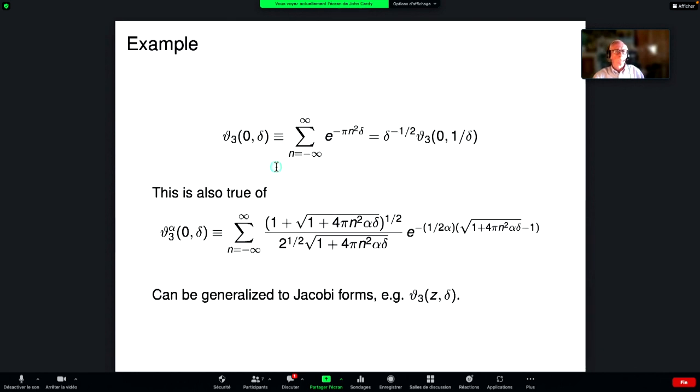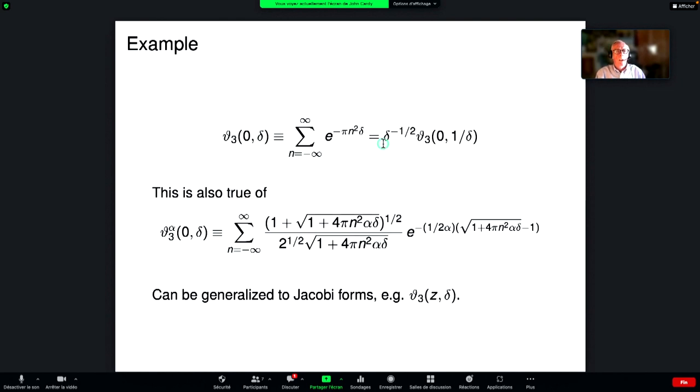An example, and I think a result that almost everybody knows here, if you take the Jacobi theta functions at zero argument as a function of the modulus, then, for example, theta 3 is a sum over n of these e to the minus pi n squared times delta. It obeys this very simple functional equation here.